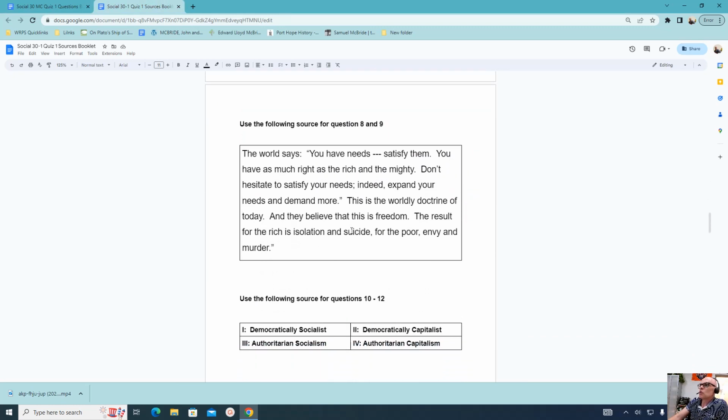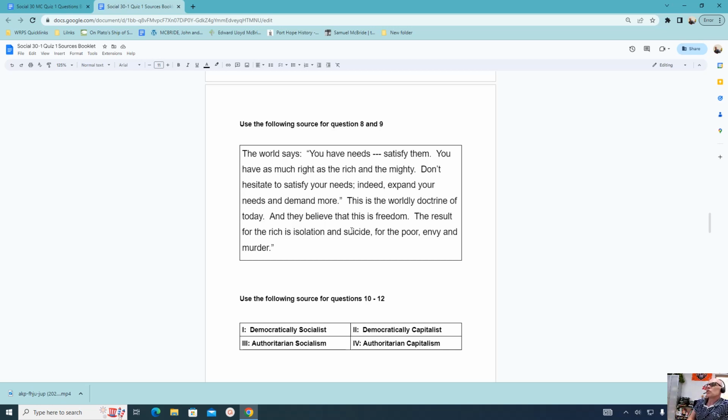The world says you have needs, satisfy them. You have as much right as the rich and the mighty. Don't hesitate to satisfy your needs. Indeed, expand your needs and demand more. This is the worldly doctrine of today, and that is the belief that this is freedom. The result of the rich is isolation and suicide. For the poor, envy and murder.